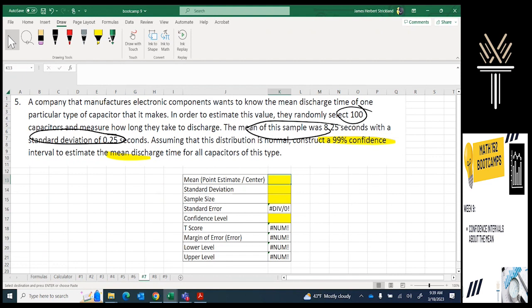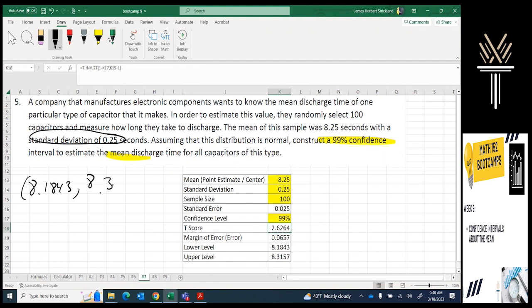Mean was 8.25. That's not an 8, is it? There we go. Let's just verify there's actually a decimal there. Am I erasing this little thing? Yep. And then standard deviation was 0.25. Sample size is 100. Confidence level is 99%. And there we go. We now know our average is between 8.1843 or whatever level of precision you need to round this to.